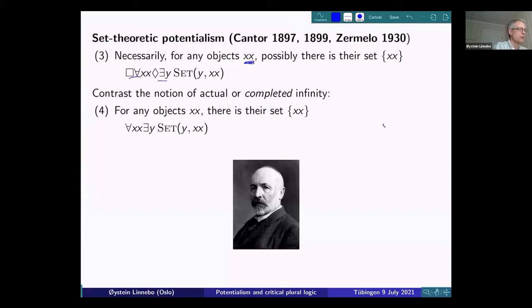So necessarily it's possible that there is the associated set. And this contrasts again with the corresponding actual or completed infinity, which would be that for any object, in fact, there is the associated set, which in the naive setting takes you straight to paradox. So, of course, Cantor would deny even the possibility of that in a way that mirrors really how Aristotle denied the possibility of an actual infinity, in his case, of natural numbers.